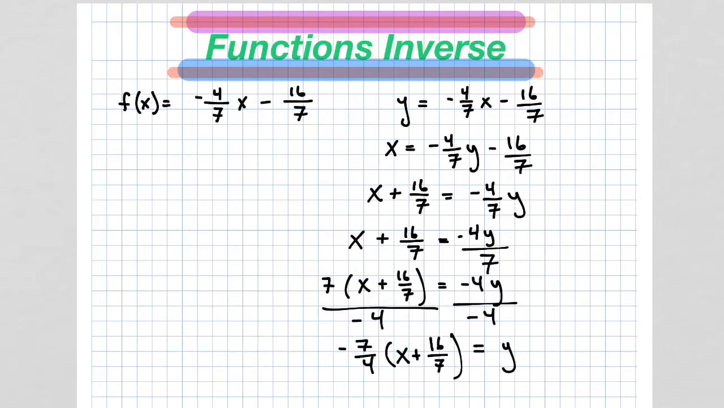So that's basically what I did here. I just have 7 over negative 4. That's saying negative 7/4 times these terms here, this expression. Okay, so now, since y equals all this here, I'm going to call that f inverse of x. I'm going to say that's negative 7/4 times (x plus 16/7). Okay, there it is. There's our answer.